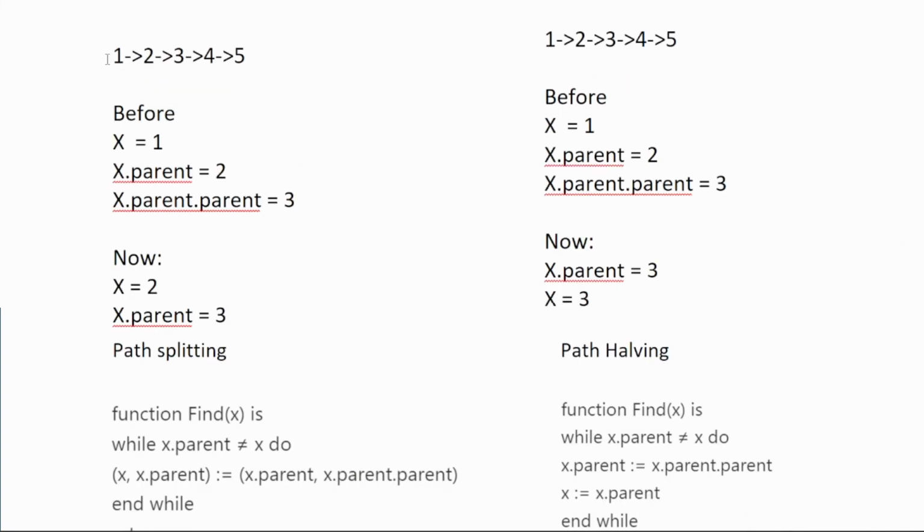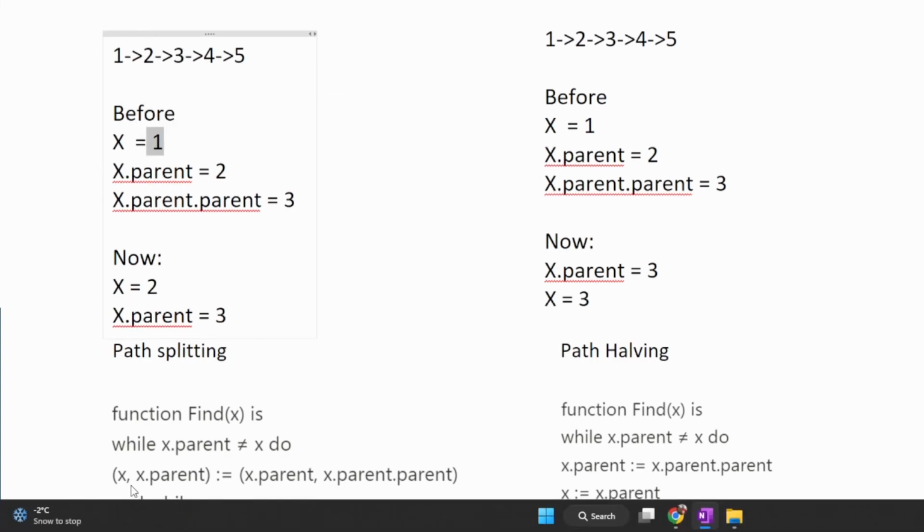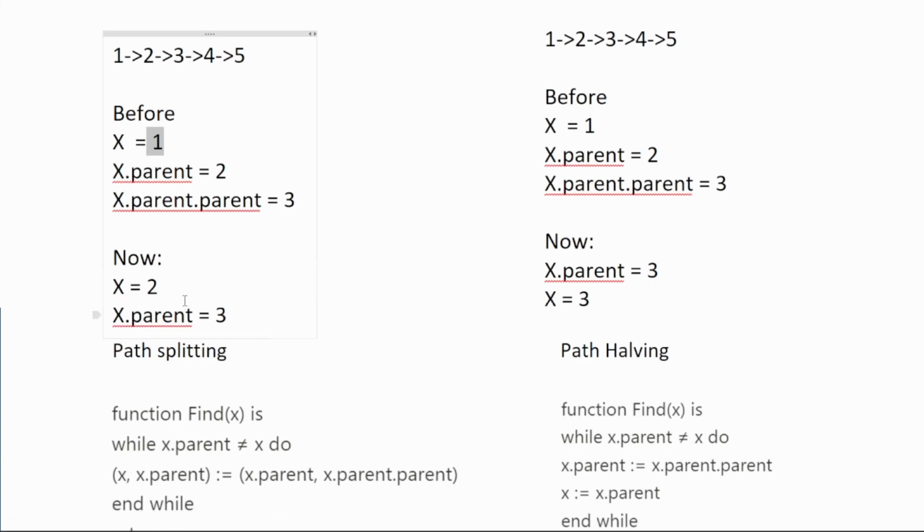Let's look at the following example. Say we have 1 to 2, 2 to 3, 3 to 4, 4 to 5. For path splitting, before, x is 1, parent is 2, grandparent is 3, right? Since we assign x to become x parent, x is now 2. Similarly, we assign x parent equals x grandparent, so x parent equals 3, because we're doing this simultaneously.